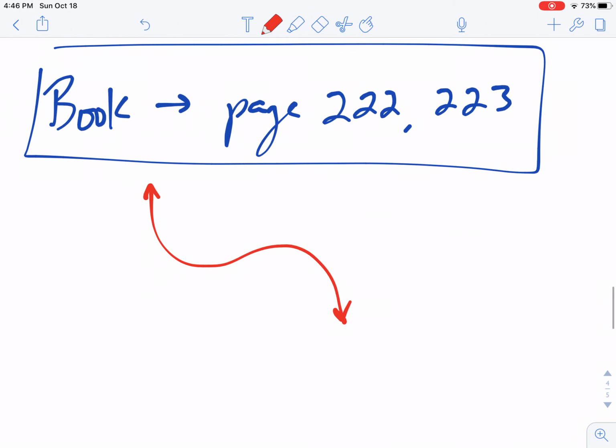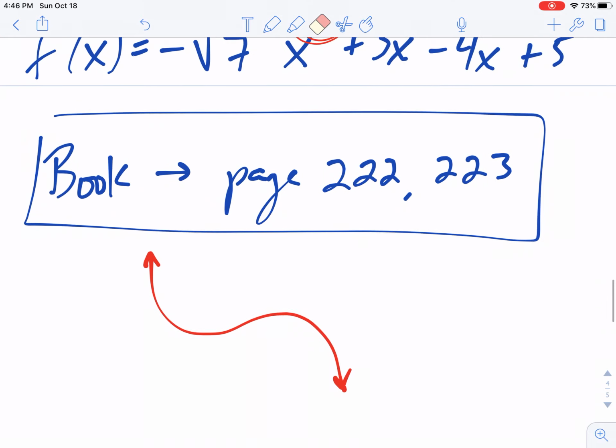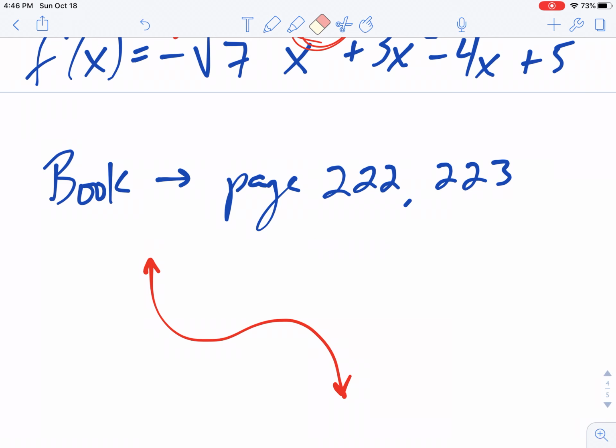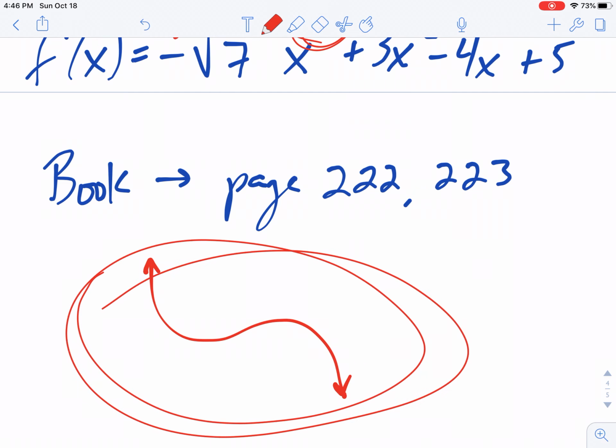If it were not a negative, it would look like this. That would be a positive leading coefficient. So I'm going to select the choice that looks like this shape, and for me that's option B.